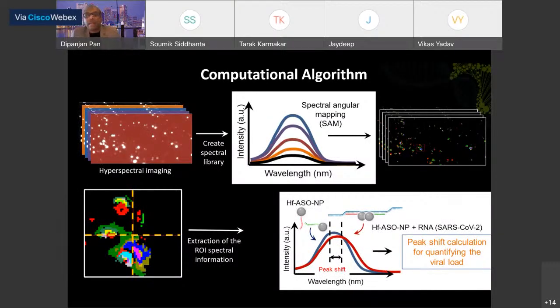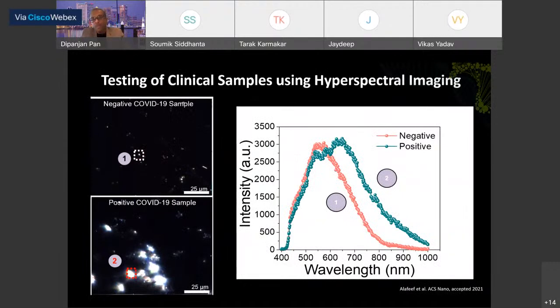So we developed some computational algorithms. Hyperspectral images will give you these kinds of images. Then we create a spectral library and use spectral angle mapping, or SAM, where we extract the region of interest with spectral information for the hafnium ASO nanoparticles. After the conjugation or agglomeration with RNA, there will be a shift in the peak, and that shift is what we calculate for quantifying the viral load. Here you can see the shift. Sample 1 is the negative, where there is nothing, and sample 2 is the positive, where the peak at around 532 nm is shifting towards 630 nm, almost a 100 nanometer shift caused by the presence of the RNA.